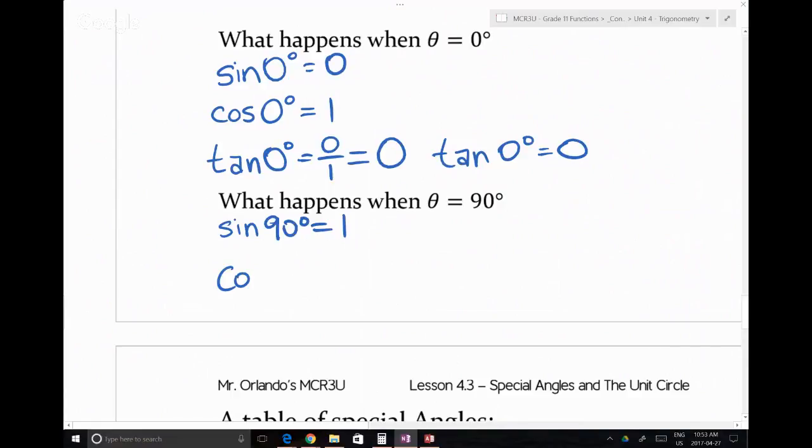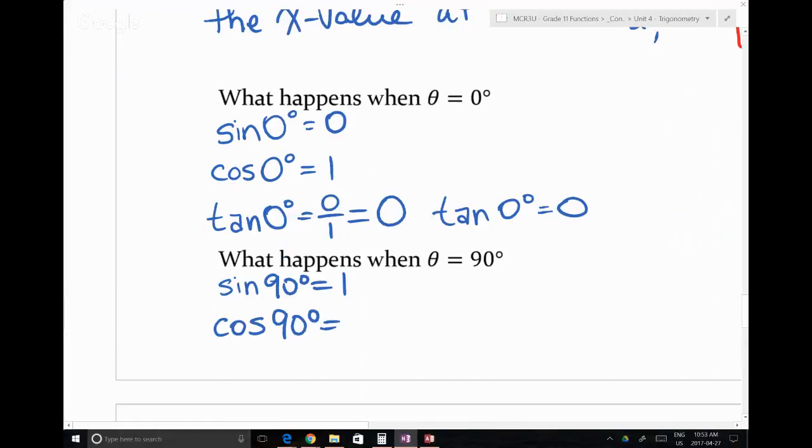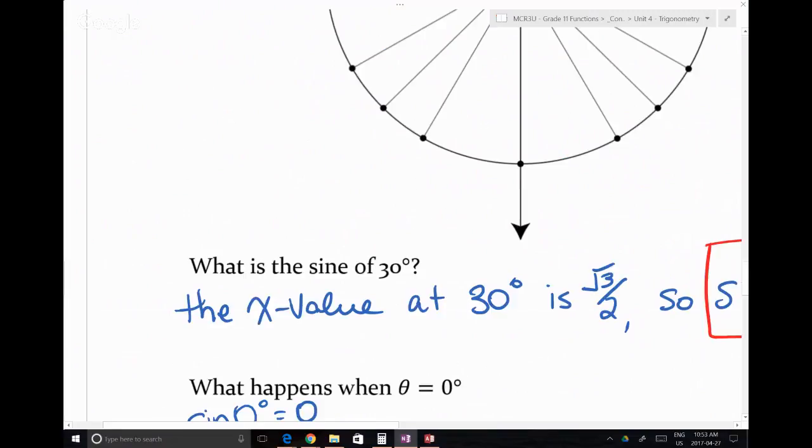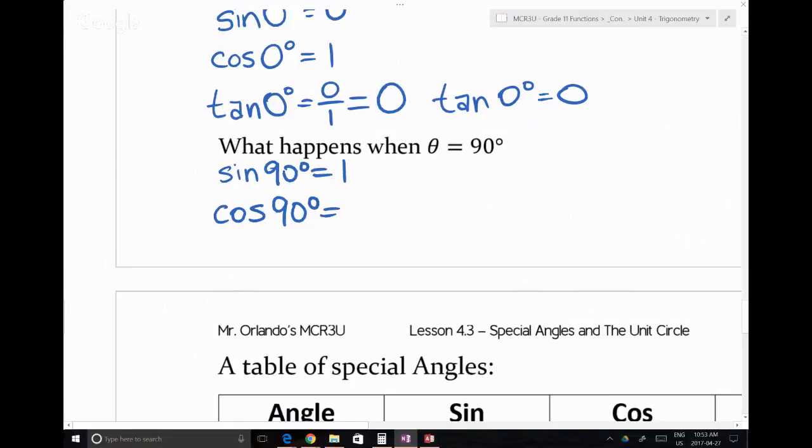The cosine of 90, that looks like my dog wrote it. The cosine of 90 degrees, well, let's go look. While this goes up by a whole unit, it doesn't go left or right at all. There's no change in the x value. The x value in this case is 0, which means that the cosine of 90 is 0.